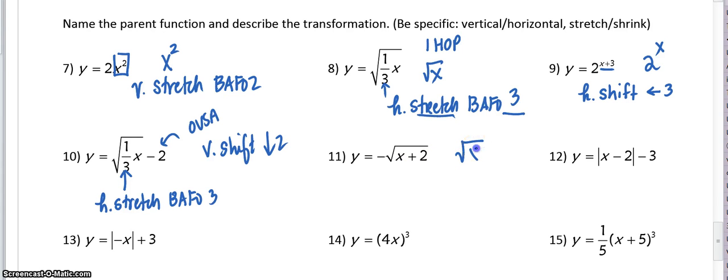Okay, this guy, the parent function is the square root of x. So we're going to take this guy, so horizontal shift, and we're going to move it to the left 2, and then we're going to reflect, and we're going to reflect over the x-axis.